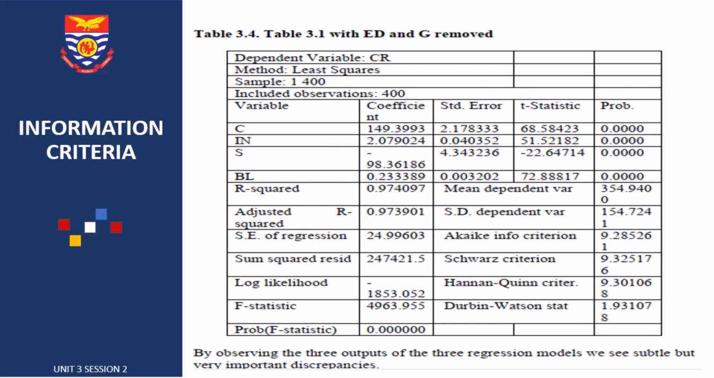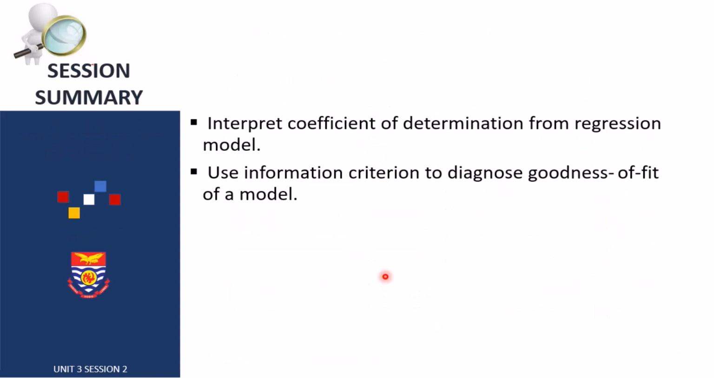In summary, we've been able to interpret the coefficient of determination from the regression model, and we've been able to use the information criterion and the adjusted R-square to diagnose the goodness of fit of our model.